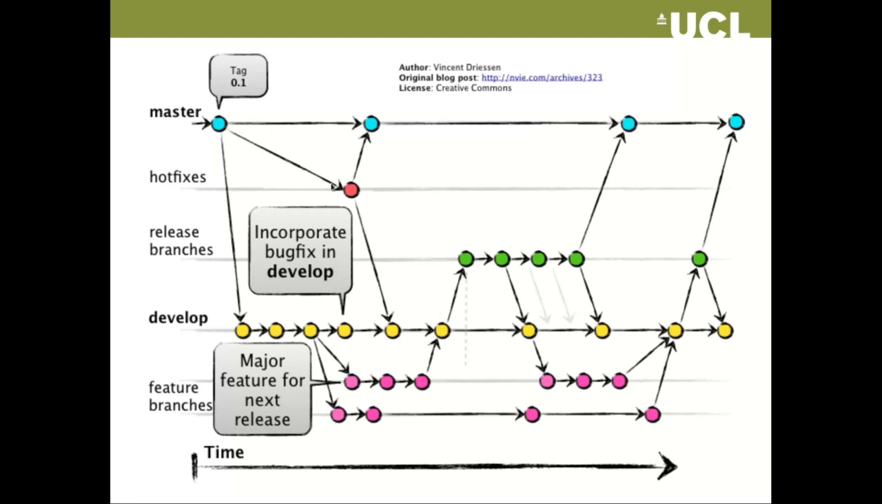Somebody did a bug fix on the master branch here, on a hot fix branch, and then merged that back into the master. Those hot fixes have also been merged into the development branch at this stage. So those changes that have been made in the feature branch, when they're merged back into the development branch, they're going to pick up those hot fixes as well.